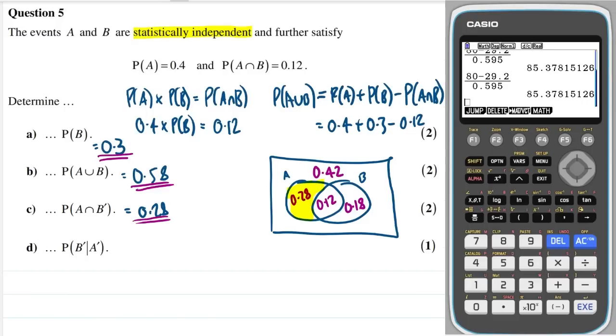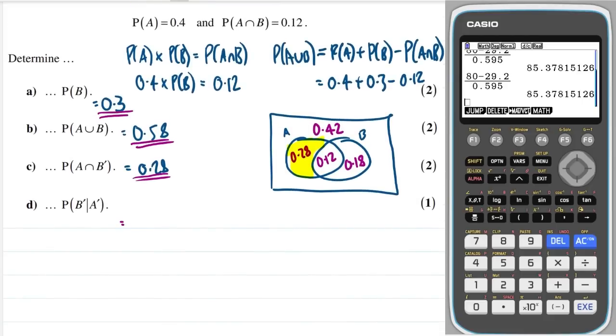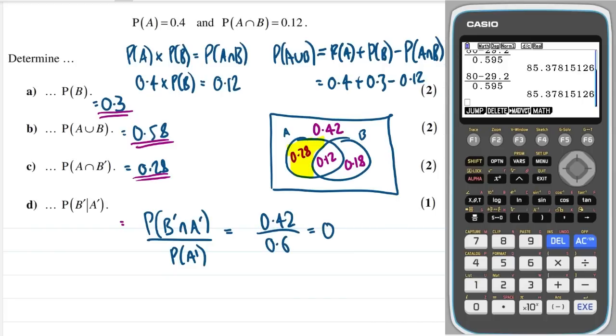And then we are looking for next the probability of it not being in B, given that it's not in A. So that's conditional probability, which we can write as the probability of not B and not A, over the probability of not A. So what is the probability of not being in B and not being in A? Well, that's 0.42. And what's the probability of not being in A? Well, A is 0.4, so not in A is 0.6. And this gives me a value of 0.7.